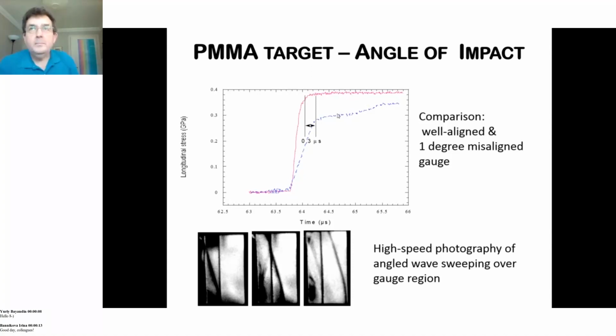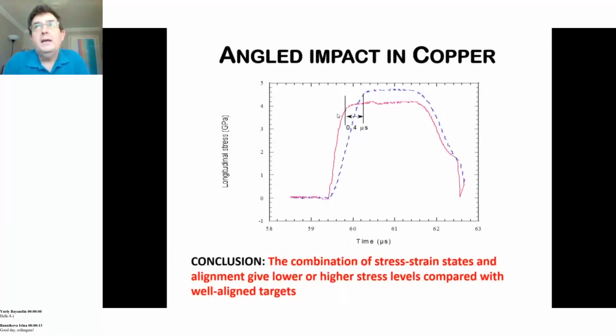Now, let's say instead of perspex, let's put that gauge within copper and let us deliberately misalign by, again, 1 degree. And what we see here in the copper is that because copper has a different mechanical property to the gauge, copper compared to perspex versus gauge, the effect of the angled line is, yes, that angled impact does take a longer rise time, but now the combination of stress and strain produces a higher reading in the angled gauge.